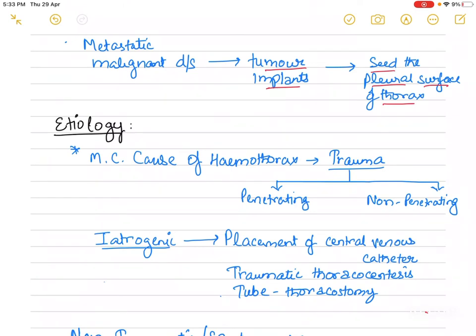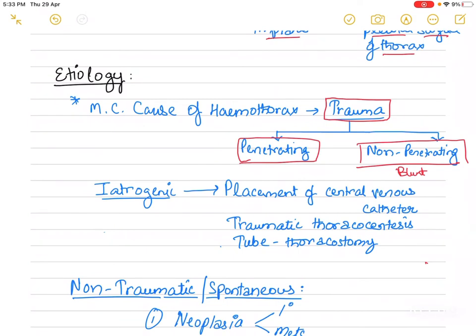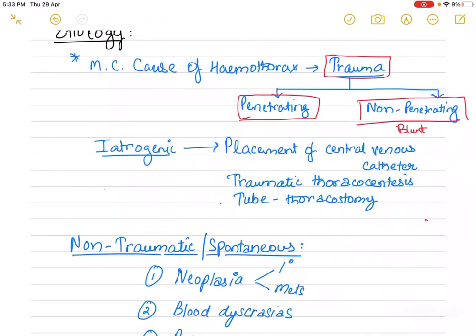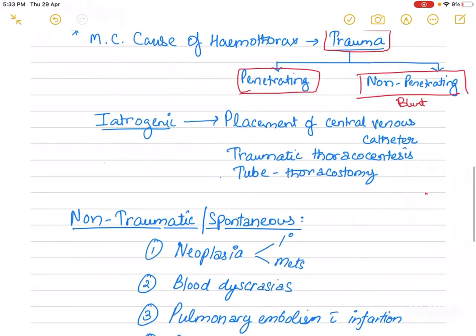So etiology, the most common cause of hemothorax we should remember is trauma. So trauma can be of two types, either penetrating trauma or non-penetrating trauma, or we can also label it as blunt trauma. So it can also be due to iatrogenic cause, most commonly due to placement of the central venous catheter, can be traumatic thoracocentesis, or can be a traumatic tube thoracostomy or ICD insertion.